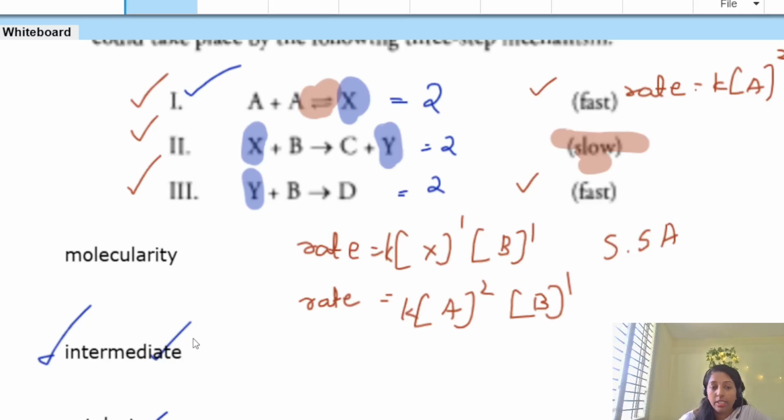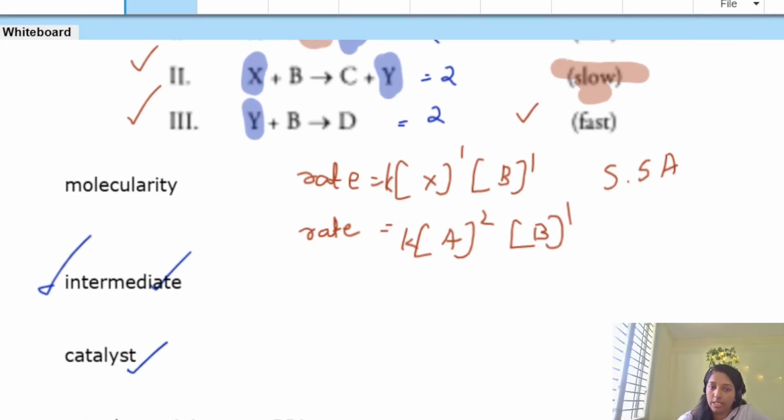Catalyst means it is used in the reaction and can be regenerated. Can be what? Regenerated in the reaction. Is there anything? A and A are reacting, so we can't regenerate; A has to be produced, right? There is no A being produced. X and B are reacting, and there is no B produced. Y and B are reacting, and there is no B, which means a catalyst is not involved in this reaction.